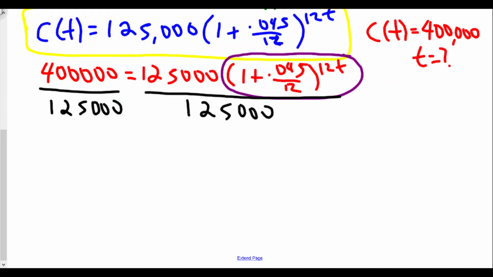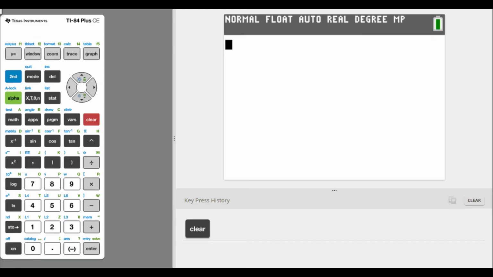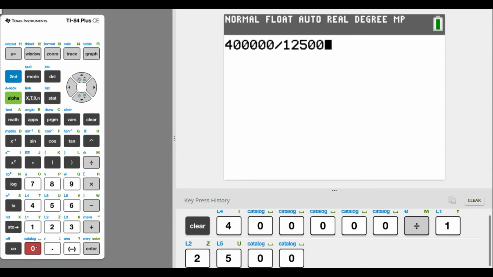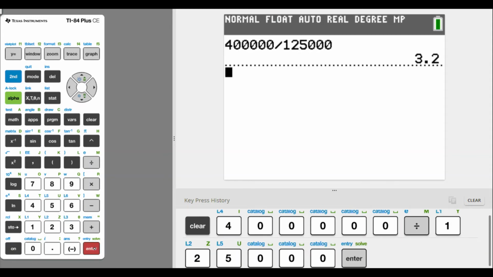We'll probably want to take our graphing calculator out. So let's take our calculator out. And we're going to take the 400,000 and divide by 125,000. And we get 3.2. Oh, it works out to a nice number. So that's pretty good. So we'll change to 3.2.